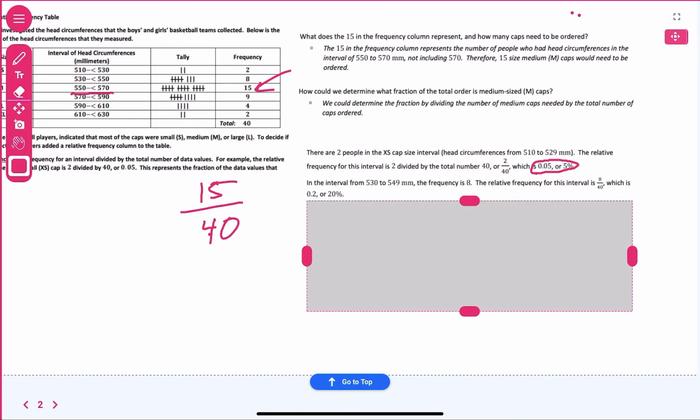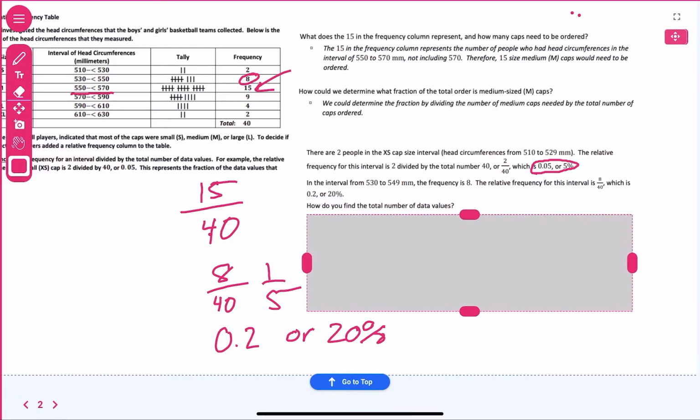So the interval from 530 to 549 millimeters, the frequency is 8. We have that right here. So we would do 8 divided by 40, and we know that is 1/5, because 8 will go into both of those. And we know that 1/5 is 0.2 or 20%. Remember I told you, you need to know those fifths.